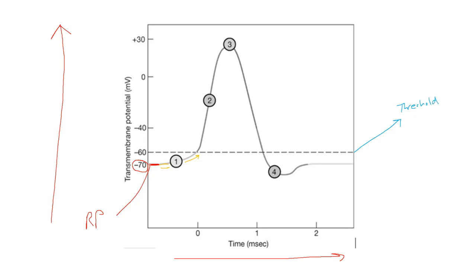What happens at threshold? Well, hopefully you can say that the sodium gates open and sodium floods in. Now, because sodium floods into the cell, it causes the charge within the cell to go from -60 to +30. So it actually goes more positive on the inside of the cell, and that, at number 2, is depolarization.